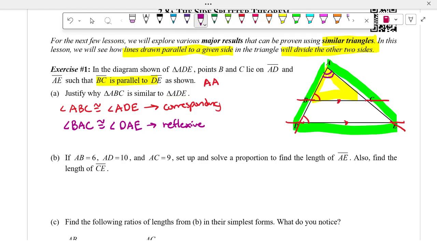Now, since we have two angles, we have enough to prove similarity, but I just want to go ahead and knock out the third angle anyway, because that relationship is important. So that third angle set is ACB is congruent to AED. Who knows why? They're corresponding.